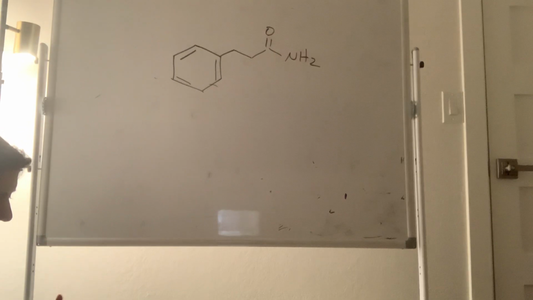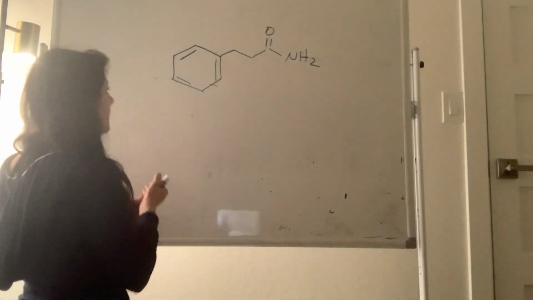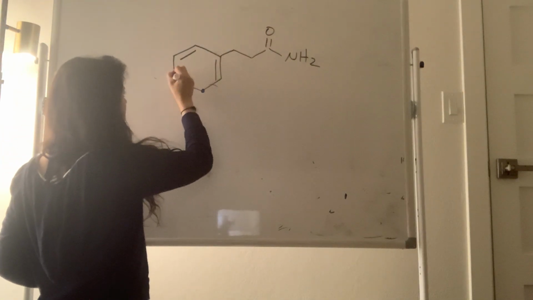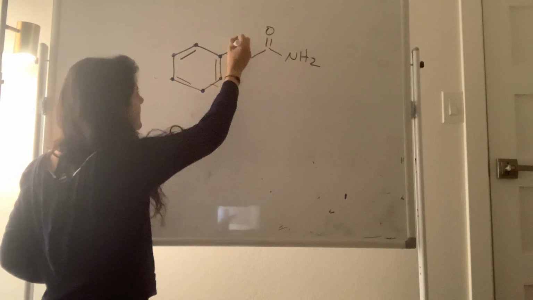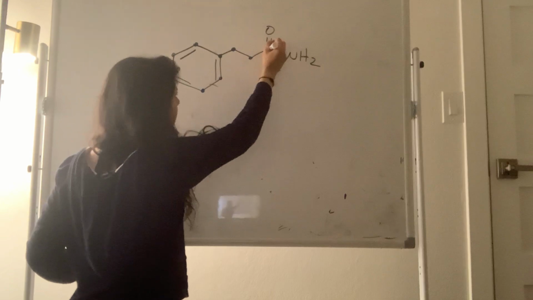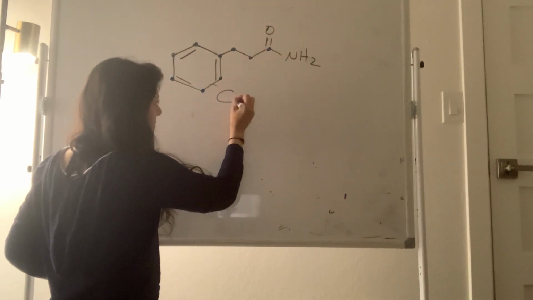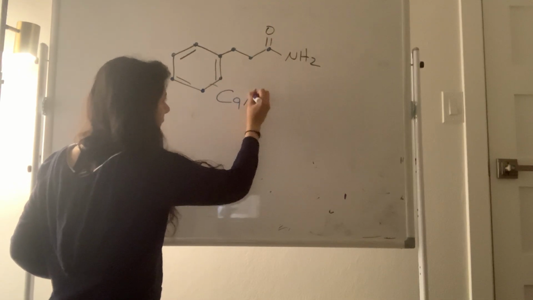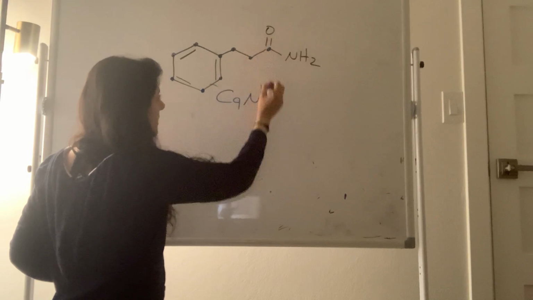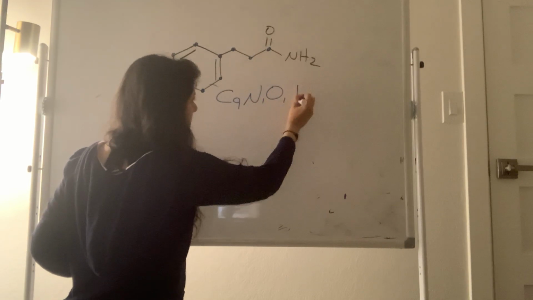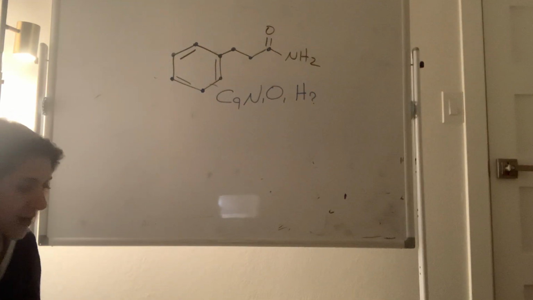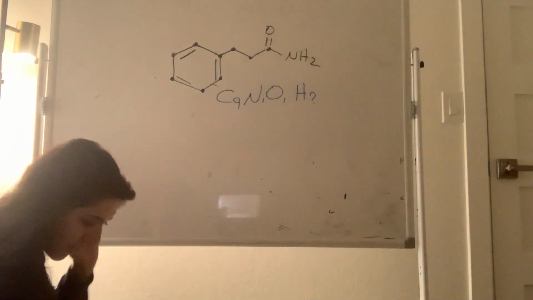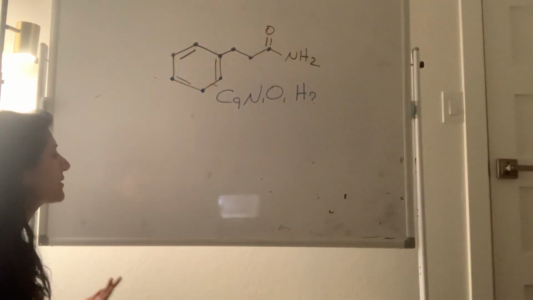First, let's figure out how many carbons we have. I have 1, 2, 3, 4, 5, 6, 7, 8, 9 carbons. So I have 9 carbons. I have 1 nitrogen. I have 1 oxygen. Now the question is, how many hydrogen am I going to have? I know you can just count. I know you can do that. But let's not count. Let's do it based on the formula.